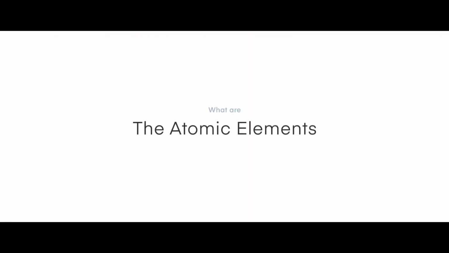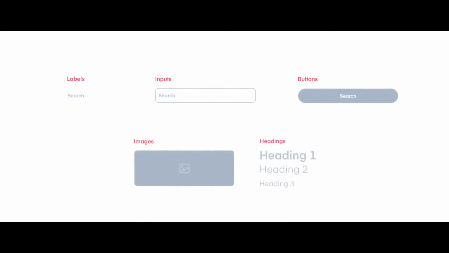So we have atoms. What are the atomic elements of our UIs? Well, we have things like labels, inputs, buttons, images, headings, things like that.